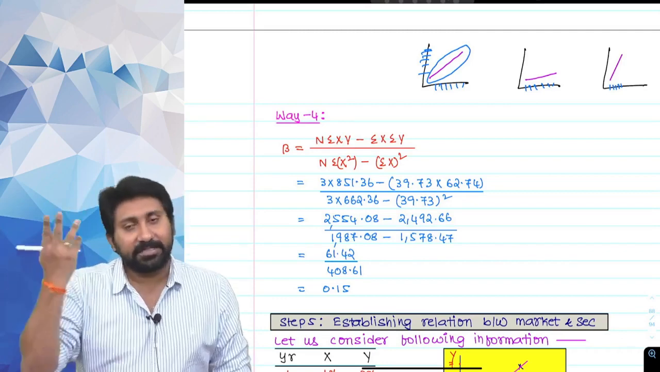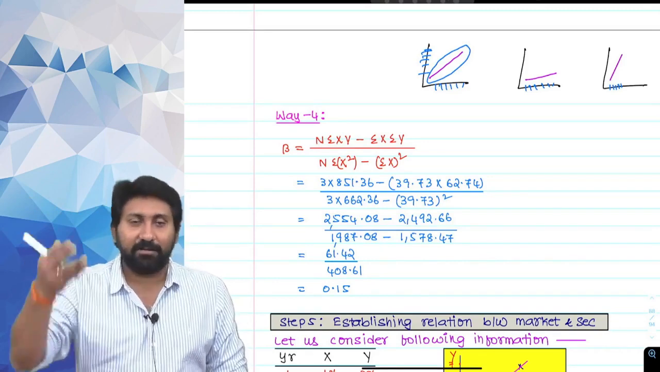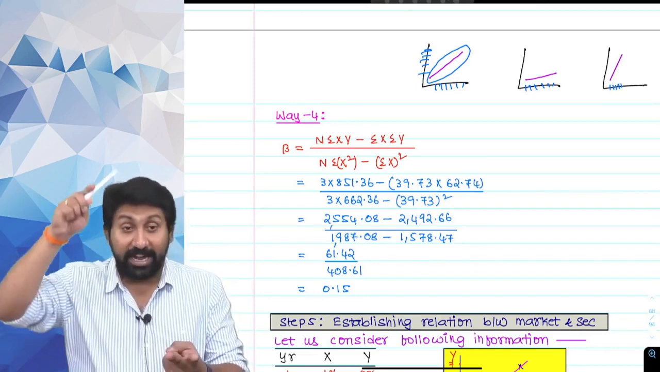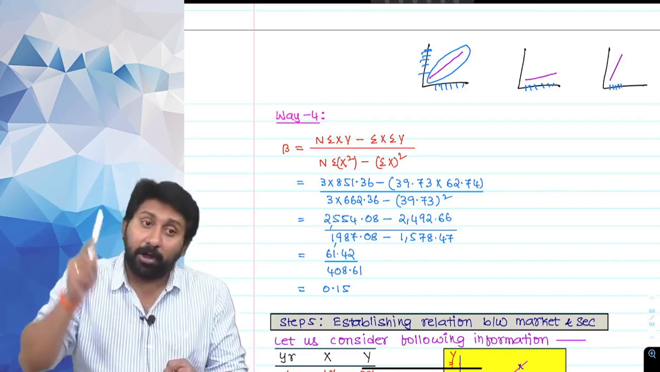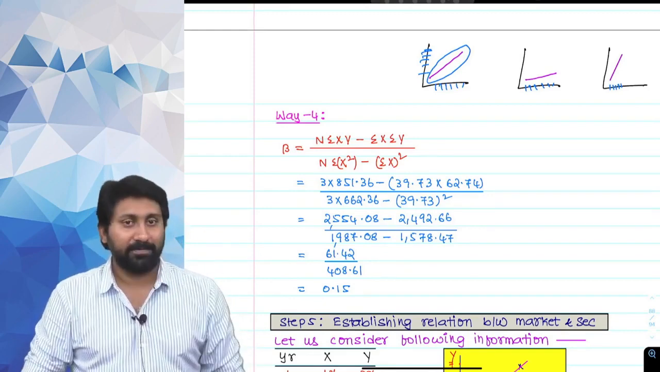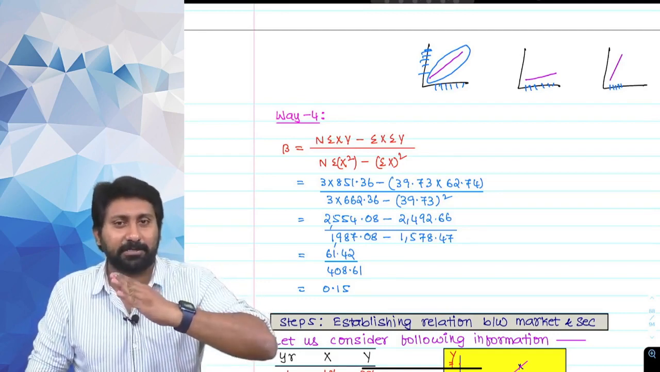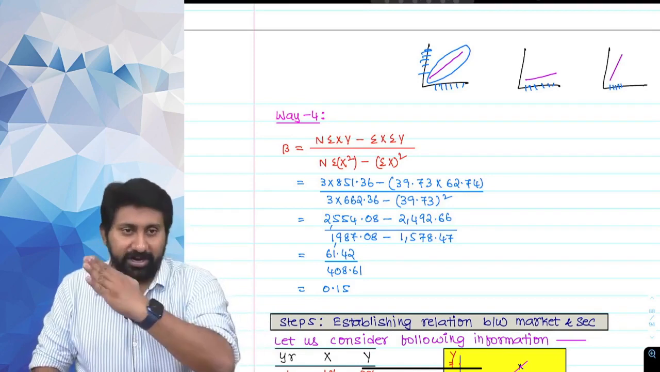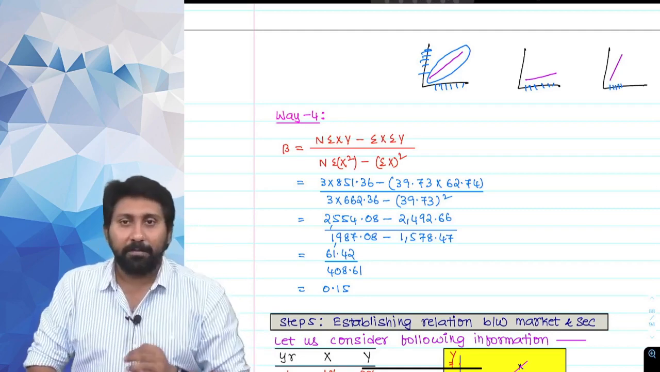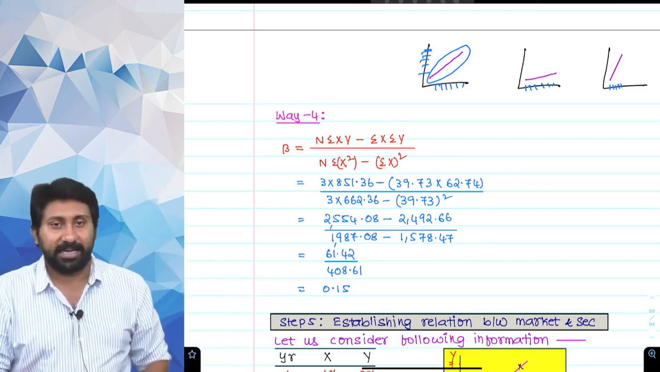First one is a graph, second one is a graph, third one is also a graph. In the first, the x-axis is market and the y-axis is security. Second also the same, third also the same. That means the graph is the same, the variables are the same, the plotted points are the same. Everything is the same. But what is changing here? The slope. One has this slope, another has a steeper slope. The first is moderately steep, the second is blunt, the third is highly steep. What is changing, sir? The slope is changing.